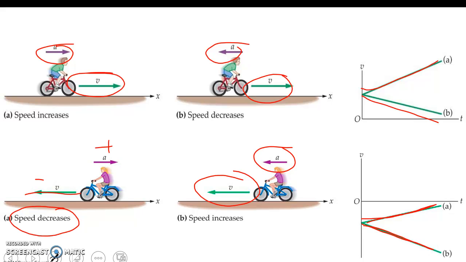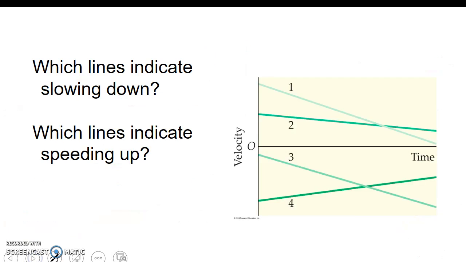So when we look at a velocity time graph, if the line is like B or A at the bottom, going towards 0, we are slowing down. If it's going away from 0, we are speeding up. That's important to understand about graphs.